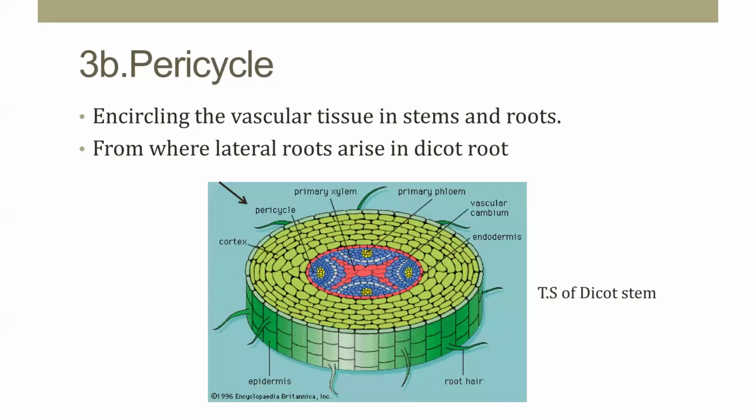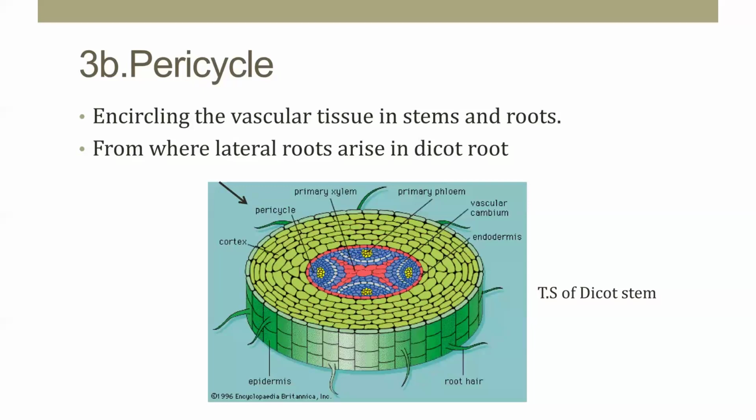So the main function of the endodermis: it acts as a watertight dam between the xylem and the surrounding tissue. Due to the presence of passage cells in the endodermis, it also serves as the passage of water from the cortex to the xylem vessels, through these passage cells.